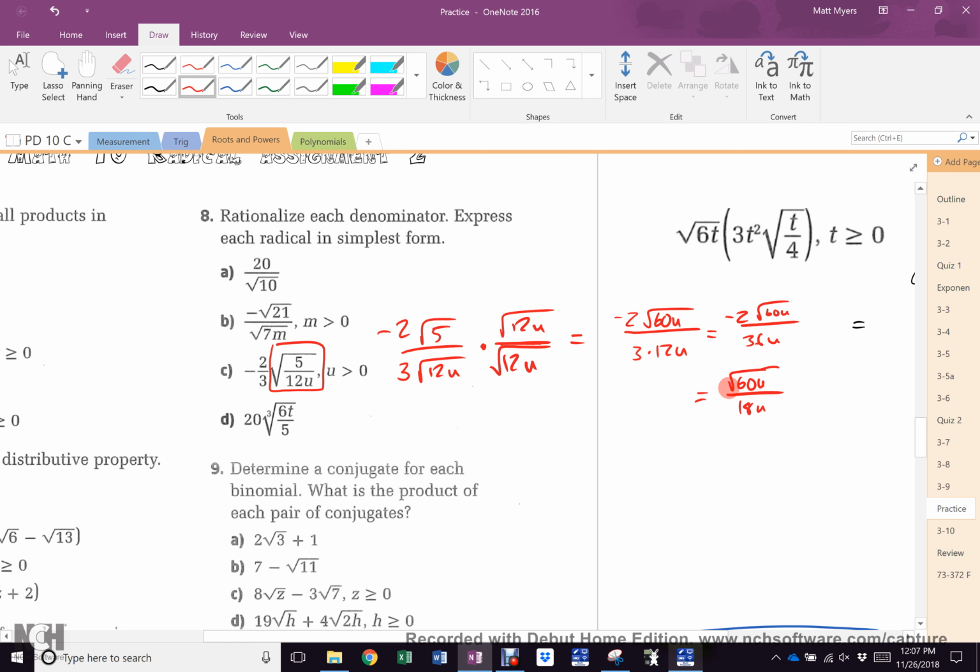Can I simplify 60? What is it? 4 times 15, yes? So what comes out? 2 root 15u, correct? What's already out there? Any simplifying? Not the u's, because that's not under a radical, but the 2 and the 18. Gone. Root 15u over 9u. And now I'm done.